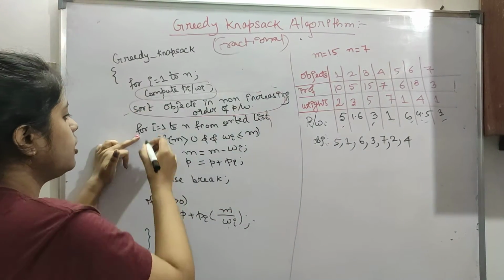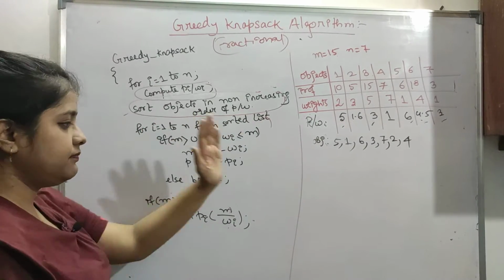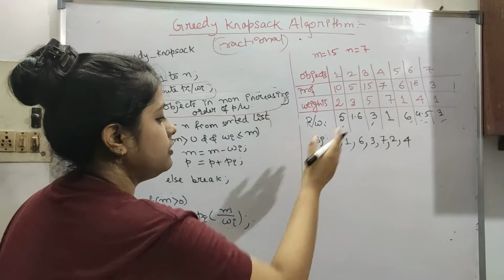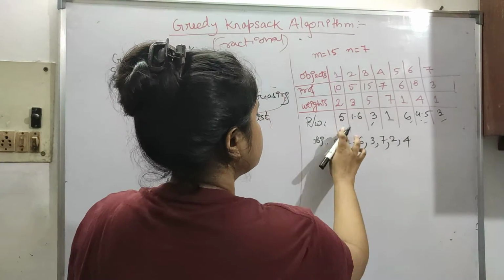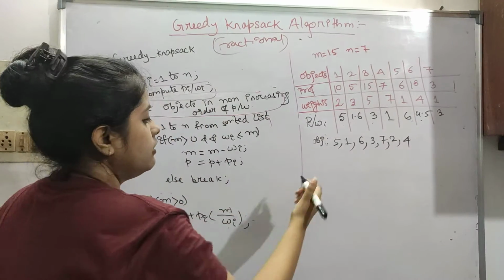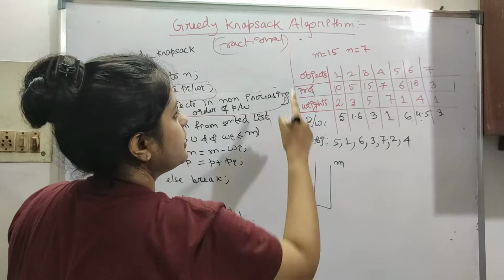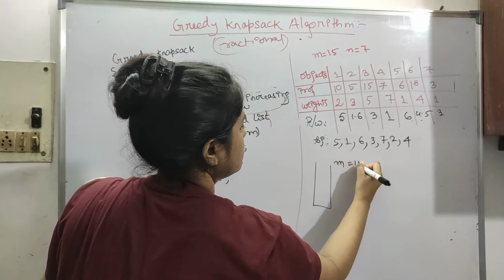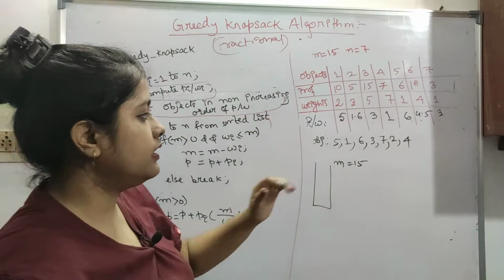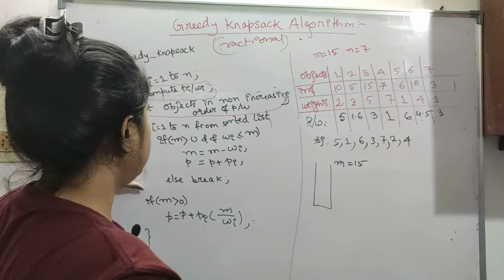Now for i to n, from the sorted list, we have to do this. Basically this is our main part. When you go wrong somewhere in this step, you might get wrong answers. So now let's see. Our knapsack is here, and the capacity is 15. Now we have to take the maximum, put it in this knapsack, and then compute this part.